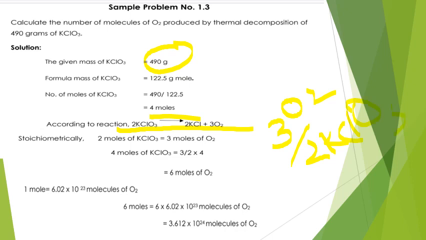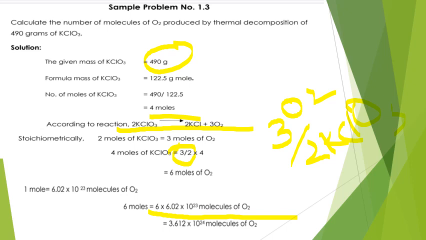Right? The given moles of KClO3 are 4. So multiply this conversion factor with 4. You will get the desired moles of oxygen. The only thing left is to find the number of molecules of O2. This is done by multiplying the number of moles found with Avogadro's number. So 6 multiplied by Avogadro's number will give you 3.612 × 10^24 molecules of oxygen.